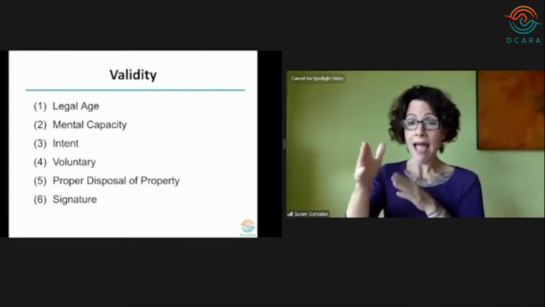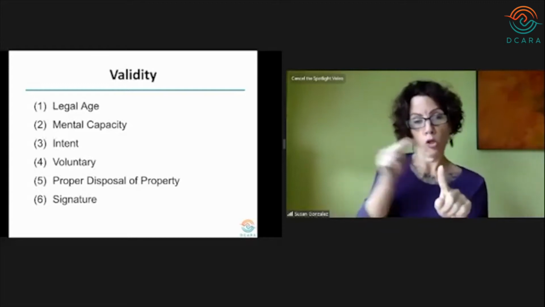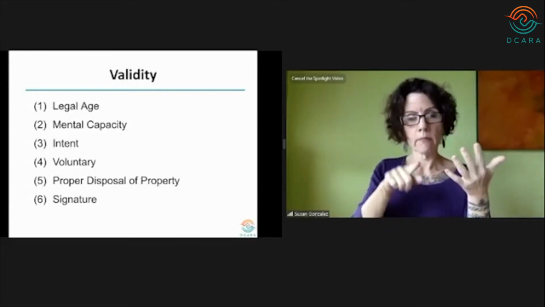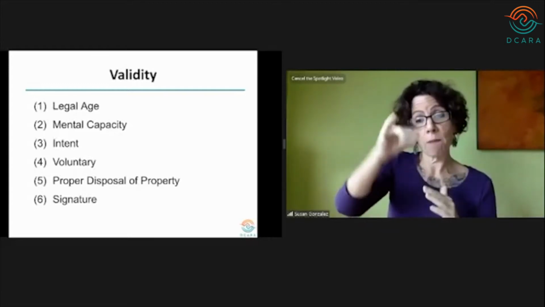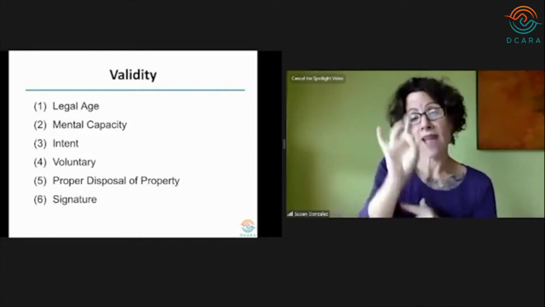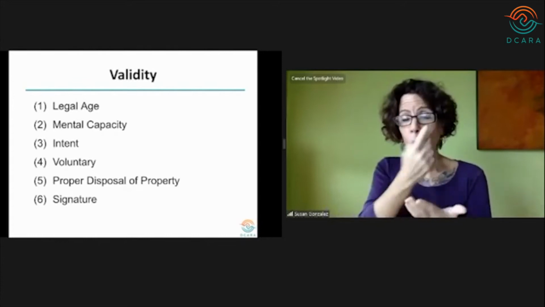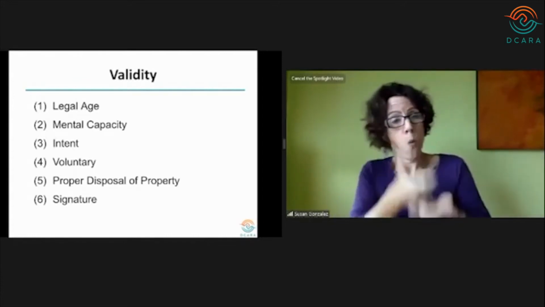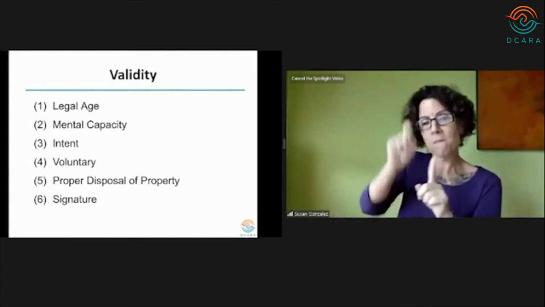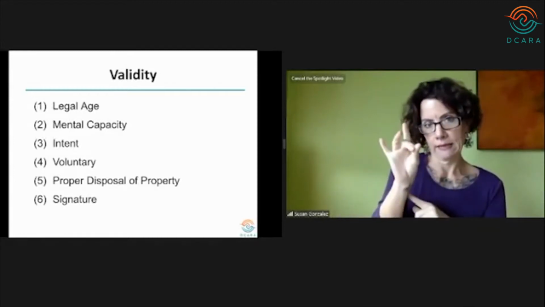So in regards to estate planning, the court will look at these items and see if the document was written by somebody over the age of 18. This applies to a witness as well. The person who is watching you sign the document also has to be over the age of 18.